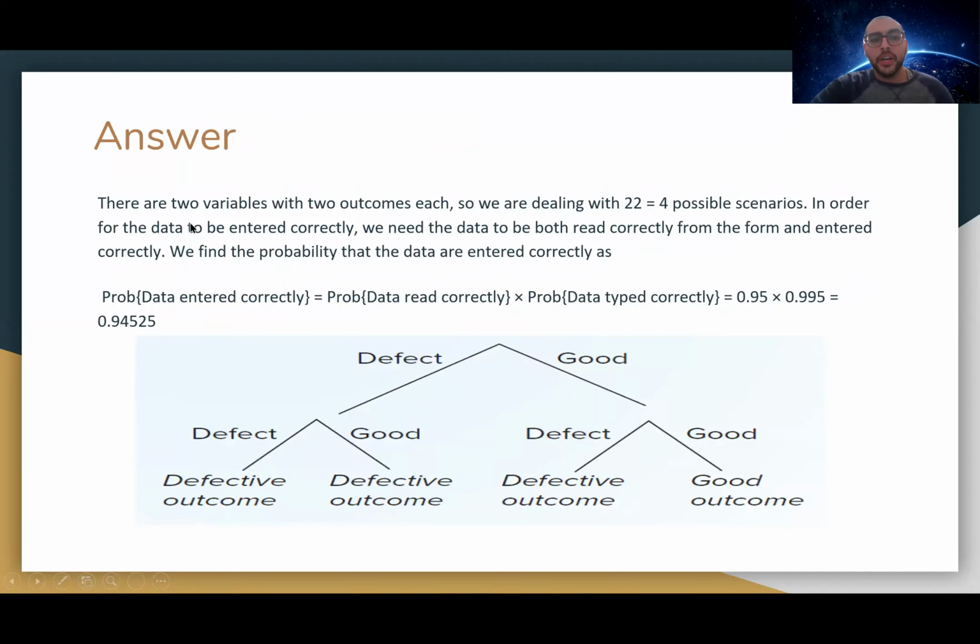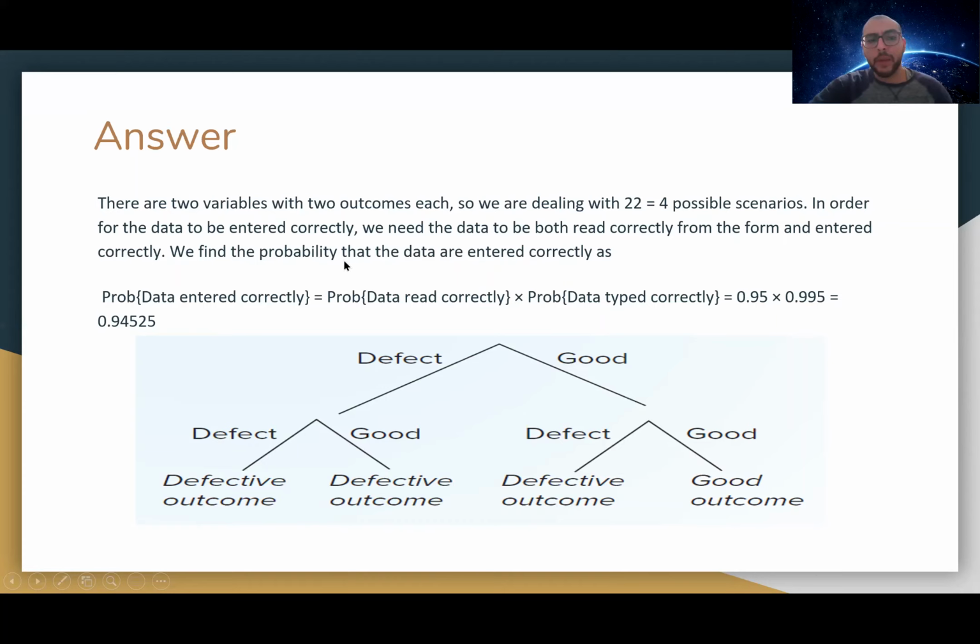So there are two variables with two outcomes each. And I believe this is a typo from the book. So this is 2 to the power of 2. So we have two processes or two steps in the process, and these two steps will lead to 4 different outcomes. So in order to have a good outcome, like I was saying, the person who's reading the flyer needs to read it correctly and also needs to enter the data correctly into the system. If an error happens somewhere, we will end up with a defective outcome.